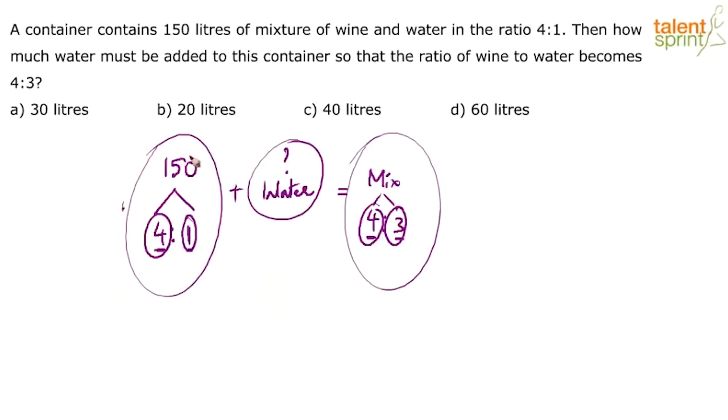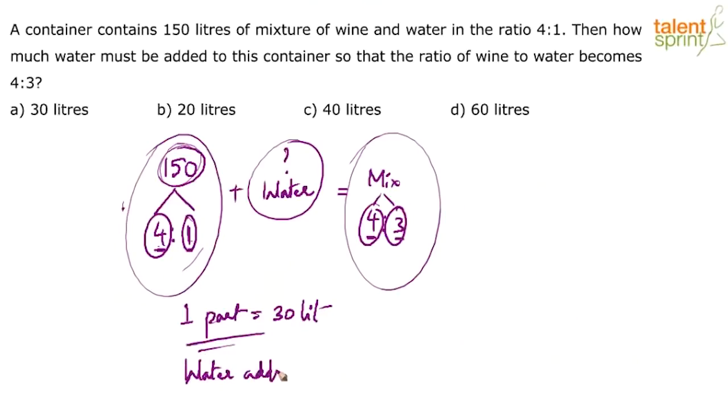It's simple. Total quantity is 150 liters initially. That 150 liters has been divided in what ratio? 4:1 ratio. So basically total 5 parts, right? 4 parts and 1 part, total 5 parts. If 150 liters has to be divided into 5 parts, can I say 1 part is equal to 30 liters? Yes or no? Total there are 5 parts. Each part will be equal to 30 liters. The water that got added is equal to 2 parts. Earlier it was 1 part, now it is 3 parts, 2 parts. If 1 part is 30 liters, 2 parts will be 60 liters. So that's your answer, option B.